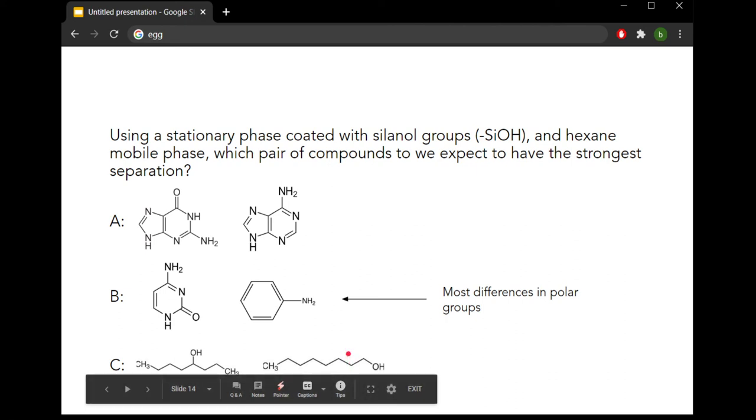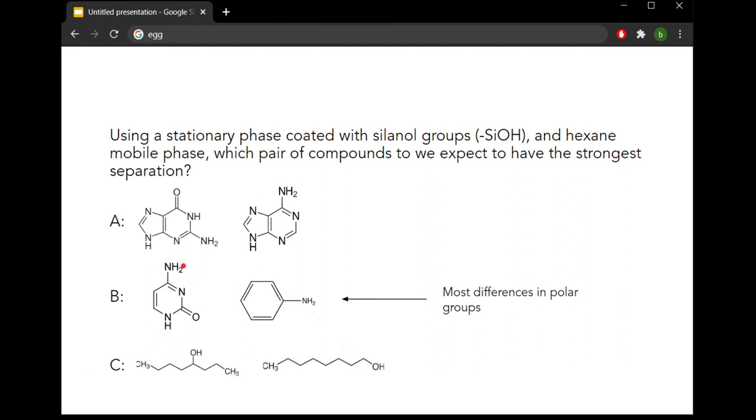So you won't actually get a very good separation on it. Yes, the ones that have the greatest difference in polarity will have the strongest separation. Good job.